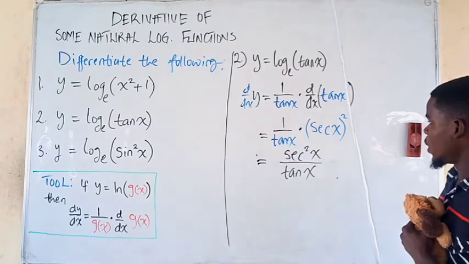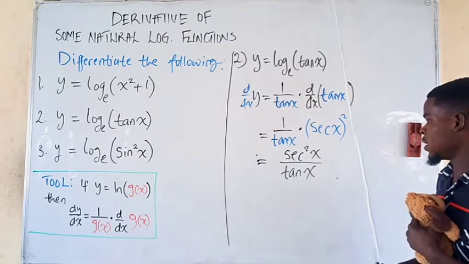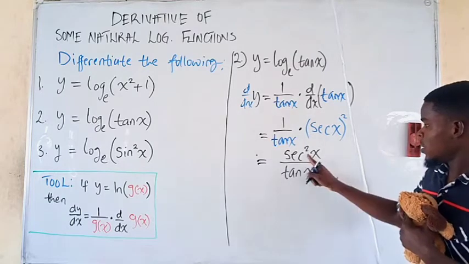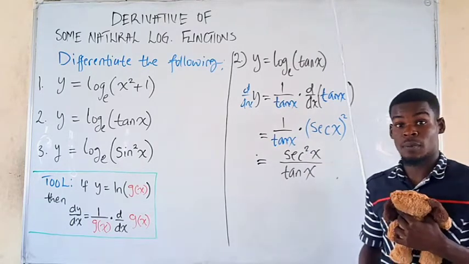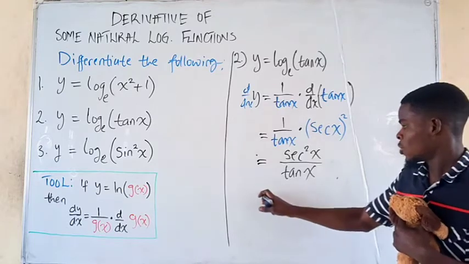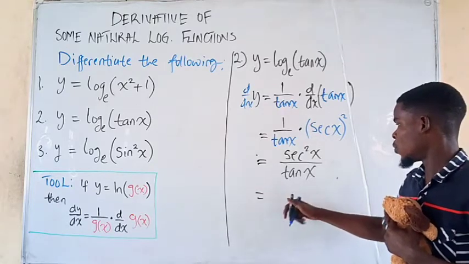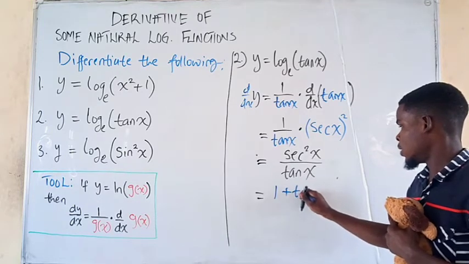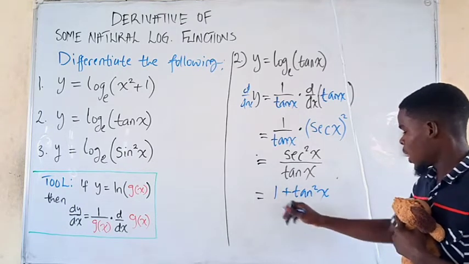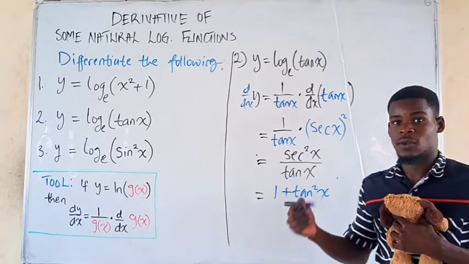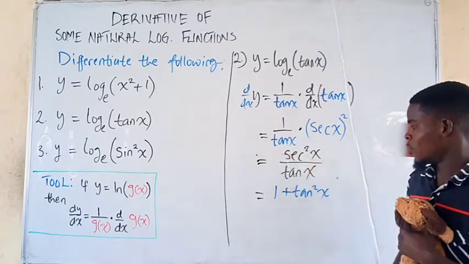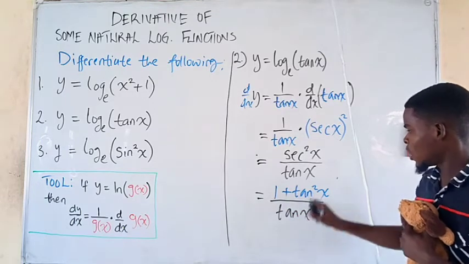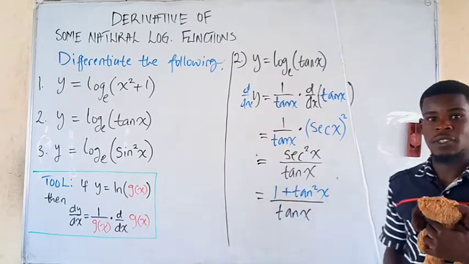Good. Anyway, from this, we can still make use of some trigonometric identities. Secant square is the same thing as 1 plus tangent square of x, all right? So if you add 1, let me put it down here for you, the numerator now becomes 1 plus tan squared x. If you add that, you're going to end up with secant squared x, all right? That is just for the numerator. And then I'll put down the tangent of x.